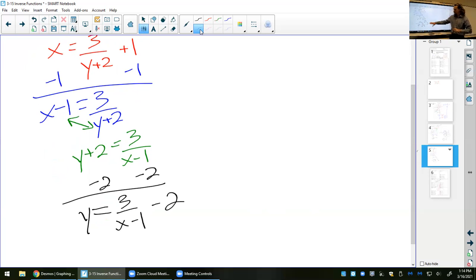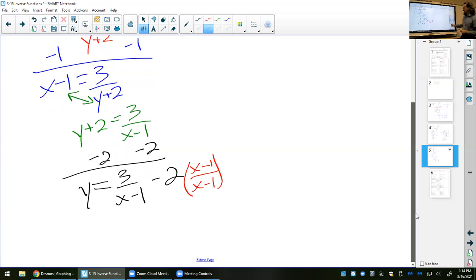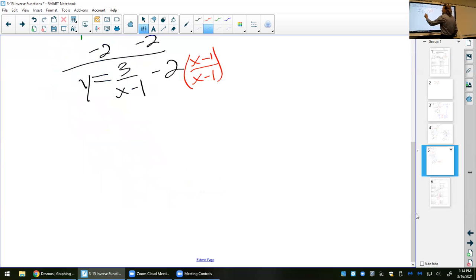So again, this is one way to write it. This isn't wrong. But another way, if you want to get this all in one term, all in one fraction, we need the common denominator. So I'm going to take my second term, my negative 2, and I'm going to multiply it by (x minus 1) over (x minus 1). Okay? Because I can add fractions as long as they have the same denominator. So then this becomes 3 over (x minus 1).